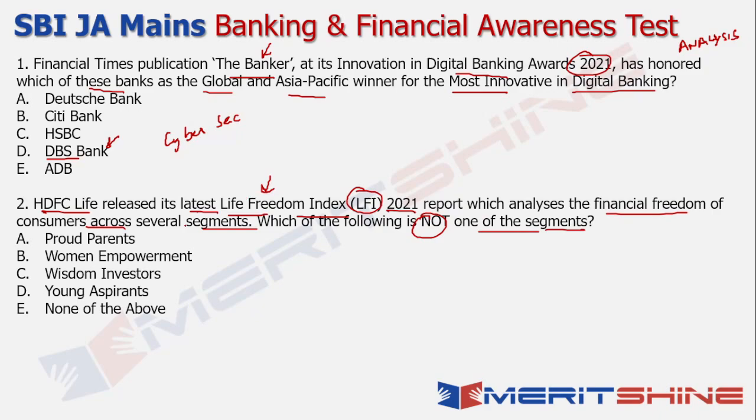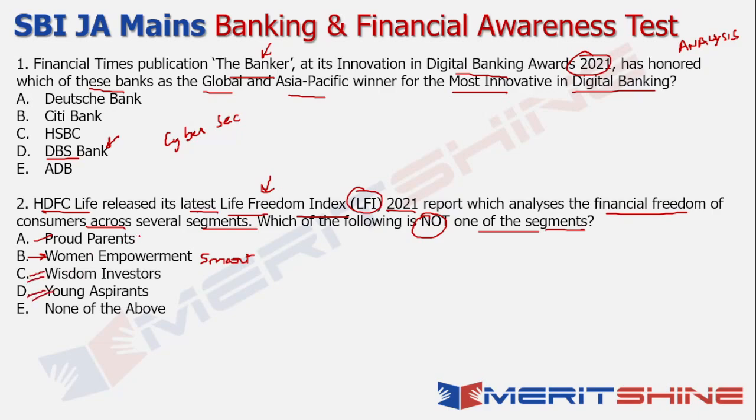Right, so obviously the first thing is that it talks about proud parents. It's definitely one of the segments. Women empowerment as such is not one of them. It basically is called smart women. That's the second segment that you're looking at. Wisdom investors is definitely there. Young aspirants is definitely there.